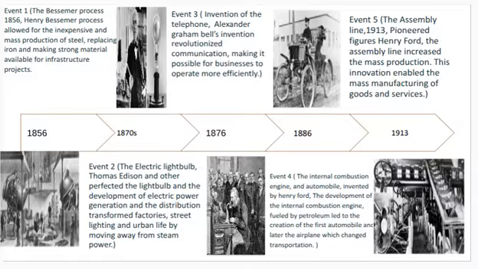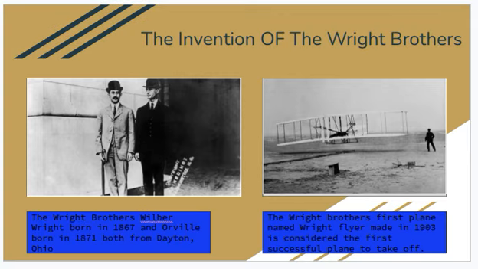So yeah, let me go to the fourth. This is the invention of the Wright brothers. Here they are right here, both of them. So the Wright brothers, Wilbur Wright, born in 1867, and Orville, born in 1879. Both were from Dayton, Ohio. And like I said, here's a photo of them. And here's a photo of the first successful plane that took off. The Wright brothers' first plane, named the Wright Flyer, made in 1903, is considered the first successful plane to take off.